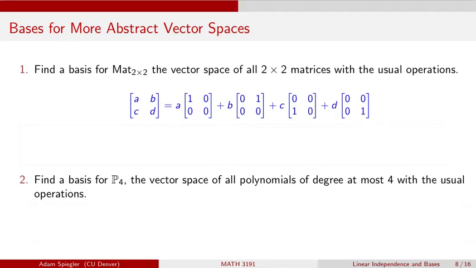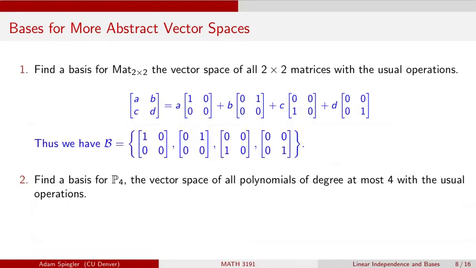So therefore, I can generate any 2 by 2 matrix by taking a linear combination of these four vectors, which are each a 2 by 2 matrix, but we consider them vectors in our vector space. And moreover, any one of these vectors cannot be written as a linear combination of the others. So those are our two conditions that we need for a basis.